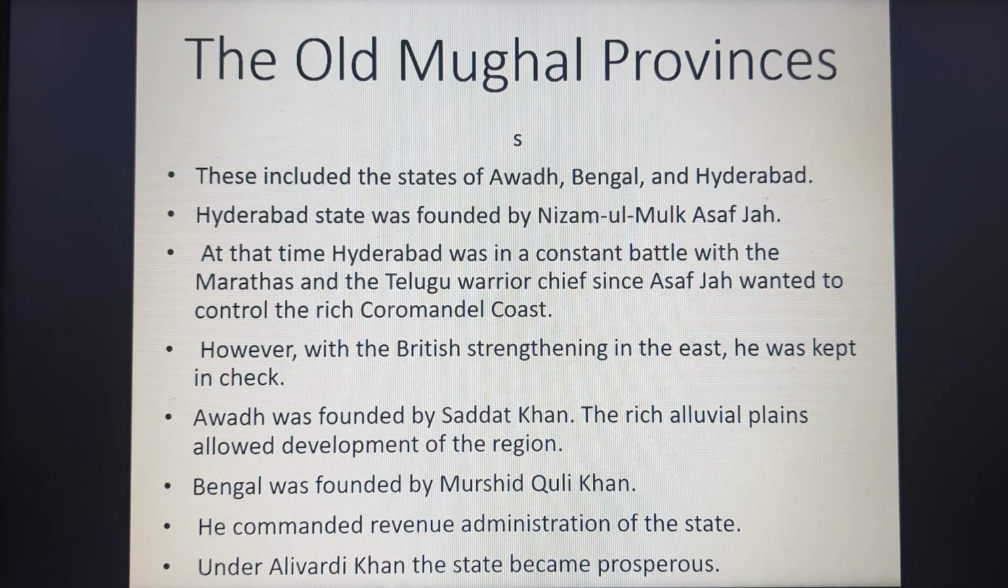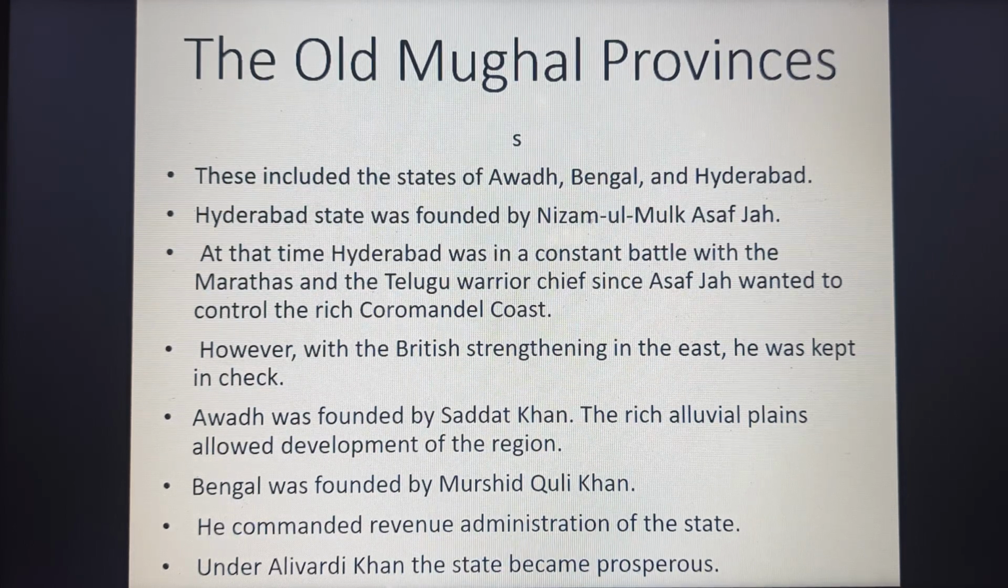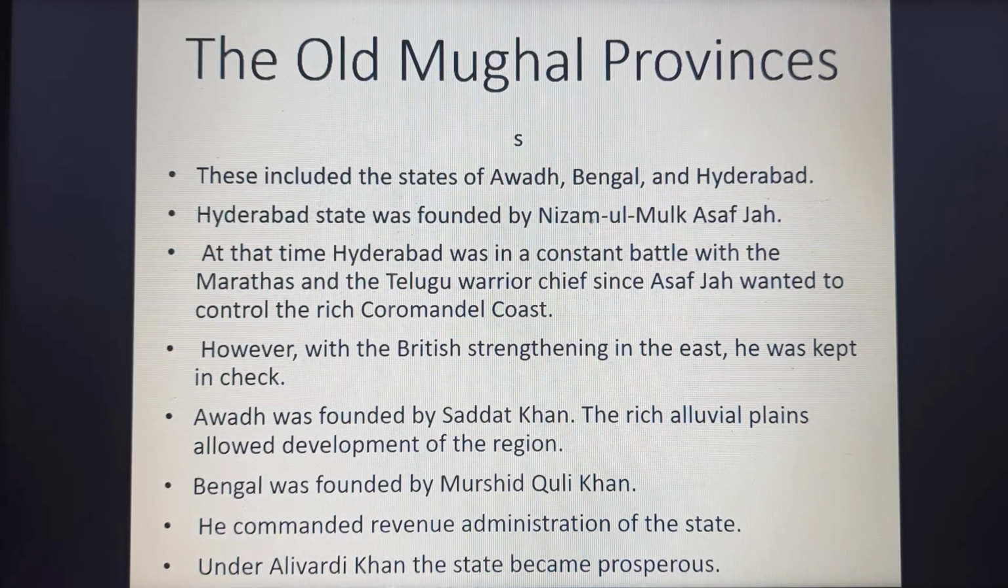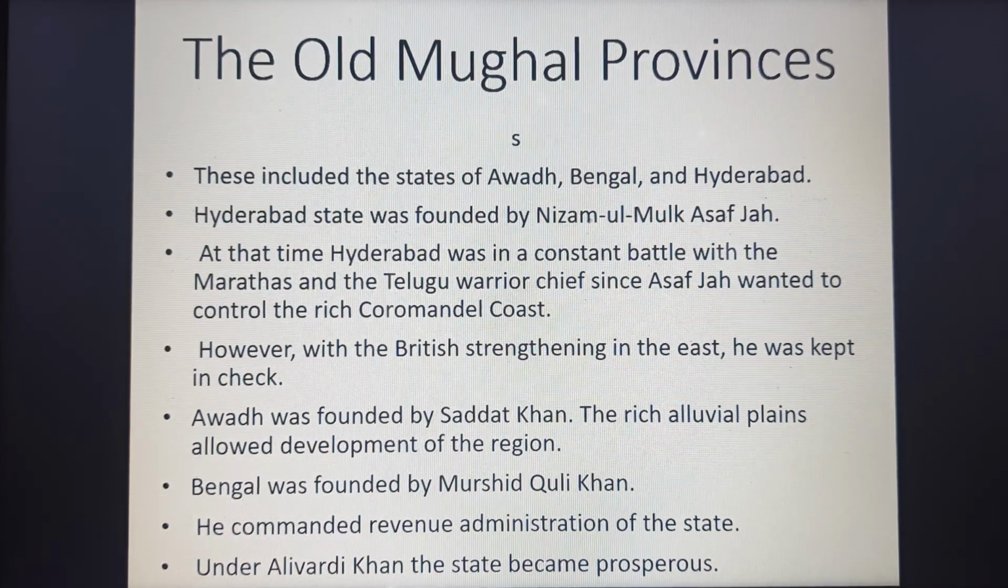Hyderabad state was founded by Nizam-ul-Mulk Asaf Jah, as you have seen in the picture. This photo is available there. At this time, Hyderabad was in a constant battle with the Marathas and Telugu warrior chiefs, since Asaf Jah wanted to control the rich Coromandel coast. So what did Asaf Jah want to control? The Coromandel coast. You know that 5 coasts are there in India, and Coromandel is one of the important ones. So he wanted to control it so that trade could be done there.